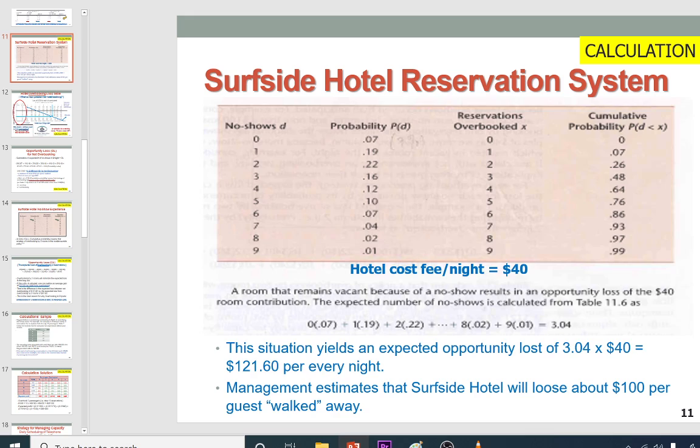Hello, good morning. I'm continuing my lecture for part 2. This is slide number 11, titled Surfside Hotel Reservation System.